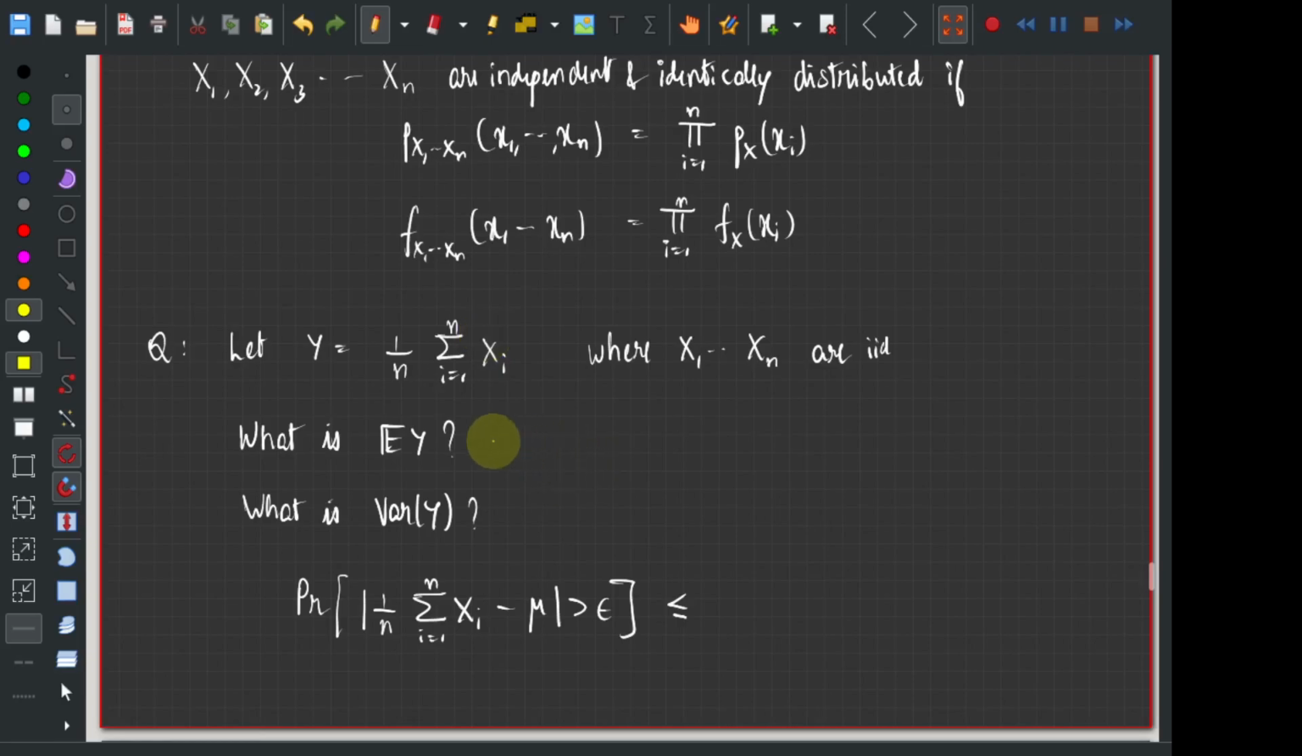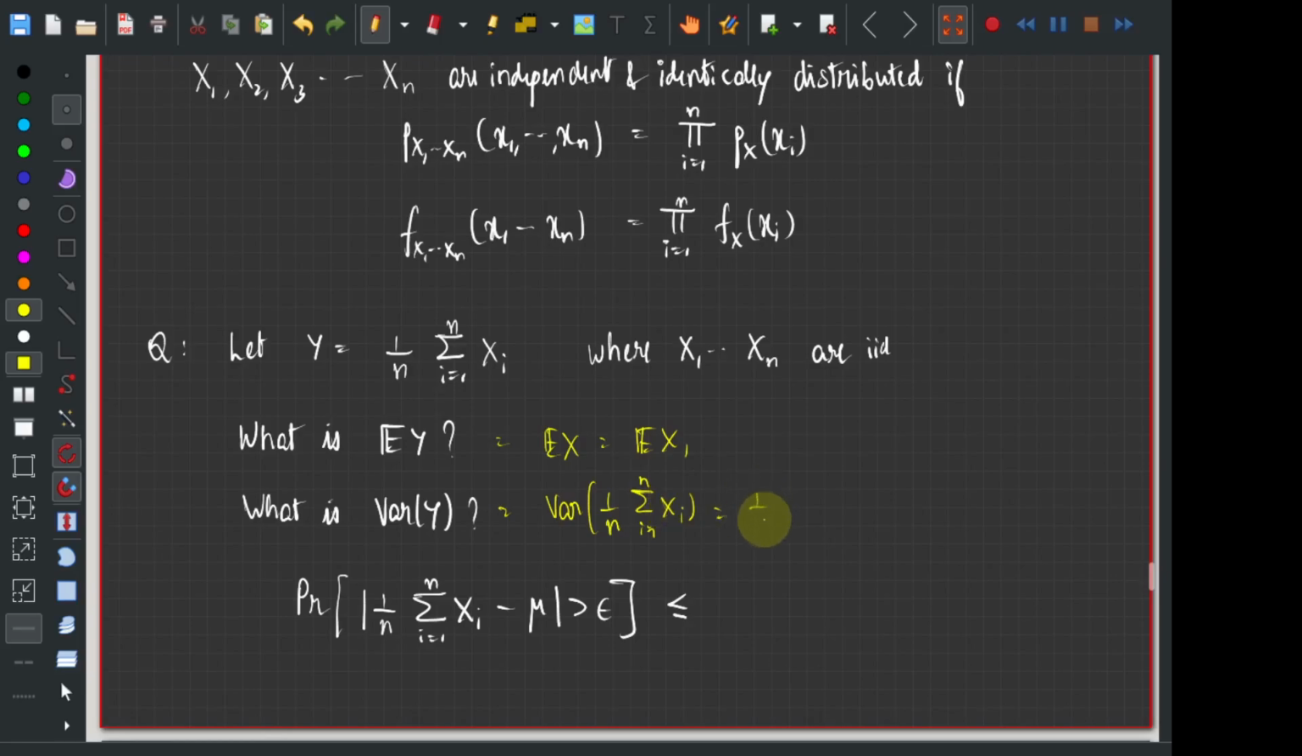It's just the expectation of x, or the expectation of x1. What is the variance of y equal to? Correct. So the variance of the sum is equal to the sum of the variances. So this is equal to the variance of 1 over n summation i equal to 1 to n xi. But what is the variance of 1 over n times this?